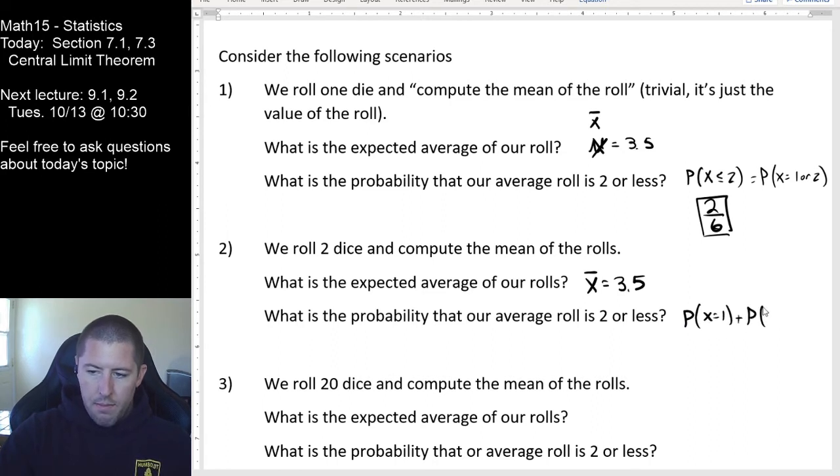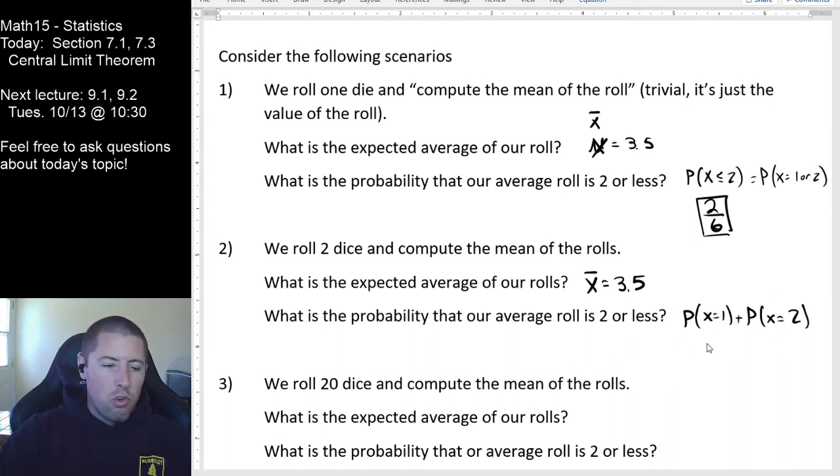Well, I can do our same thing here. Probability that we get a 1 or a 2. Oh, wait. Okay, 2 or less. There is no way. Oh, I'm just confusing myself here.